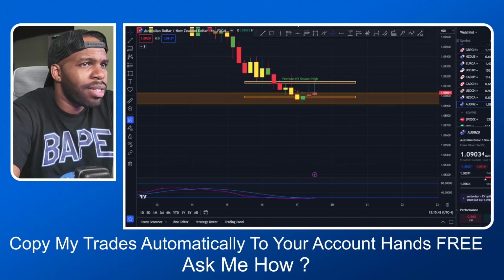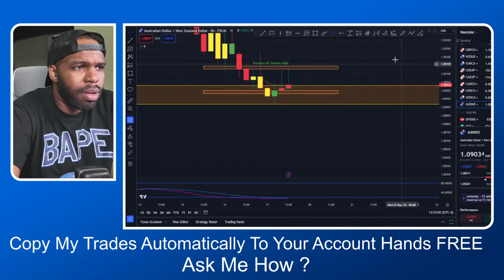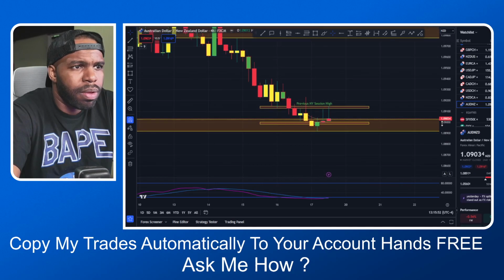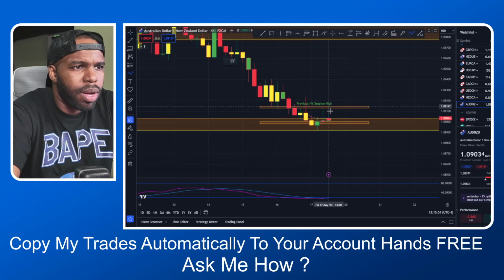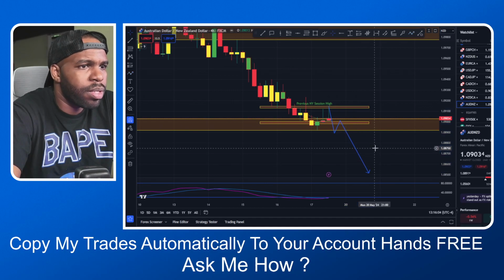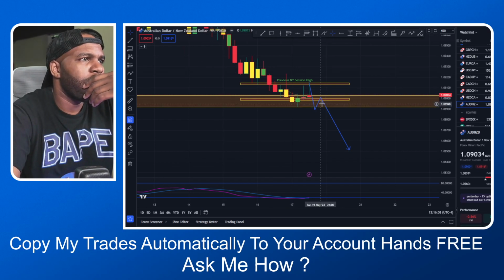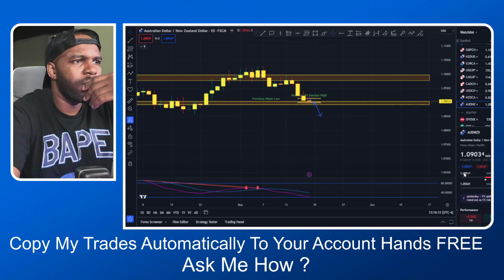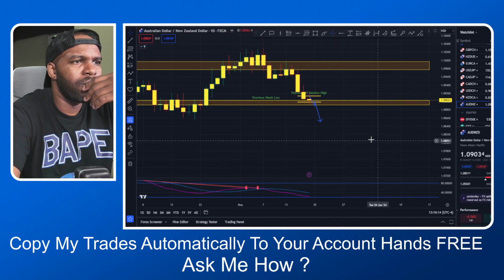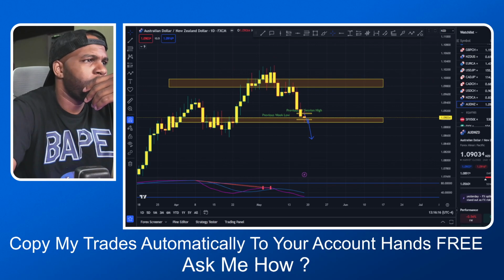What I would like to see is price come back up in here, and then continue down to the downside. That's what I want to see. So that's that for that pair. We'll see. Sometimes I usually draw my Fibonacci retracement.